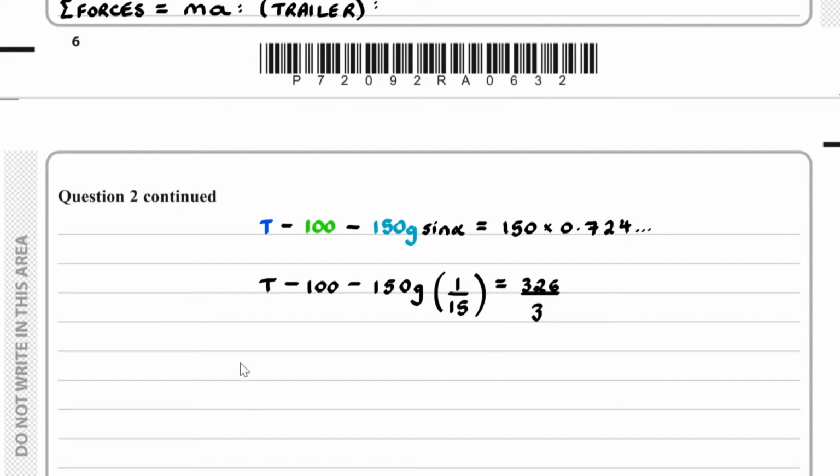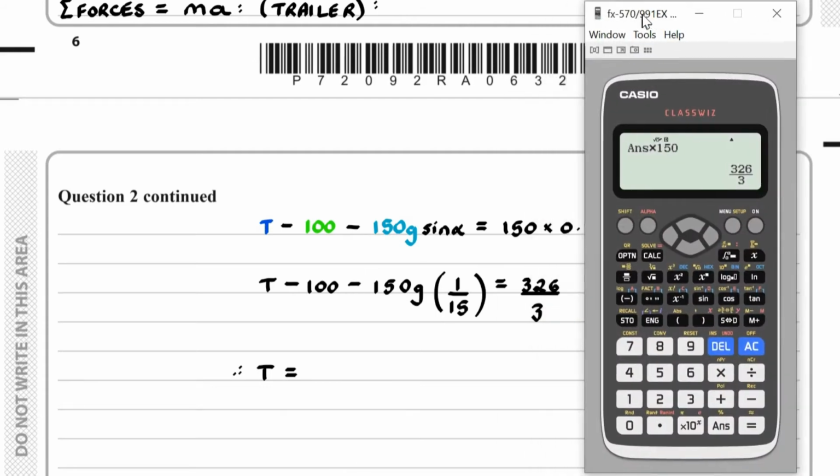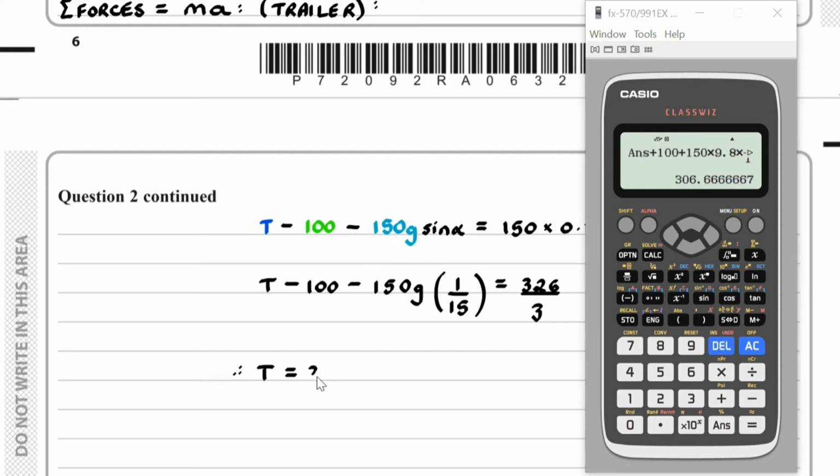So now we can find out what T is. So if we attempt to solve for T, what we need to do is add on 100 and then add on 150 times 9.8 times by 1 over 15. So we get 307 newtons given to 3 significant figures.